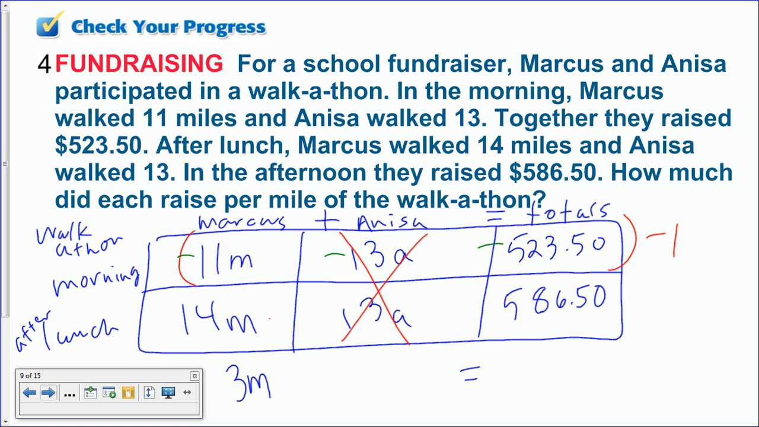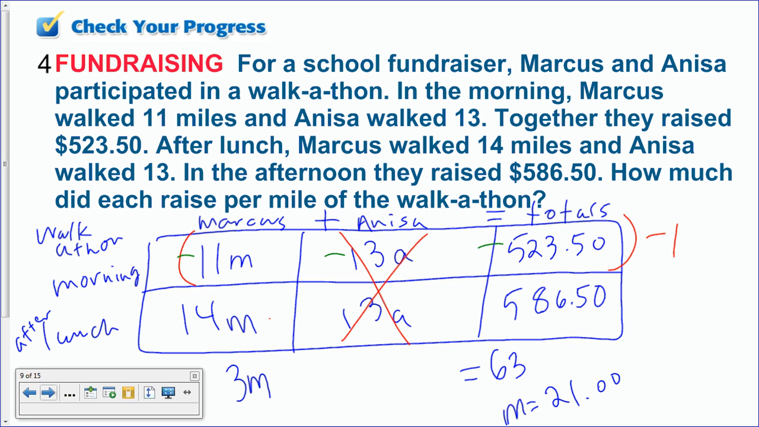equals 63. Divide by 3, m equals 21. So Marcus paid $21 in the morning session, right? Well, in both of them, yeah, both sessions.